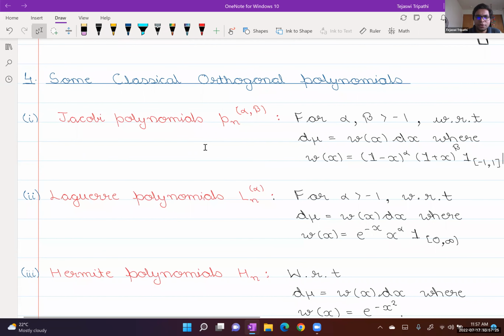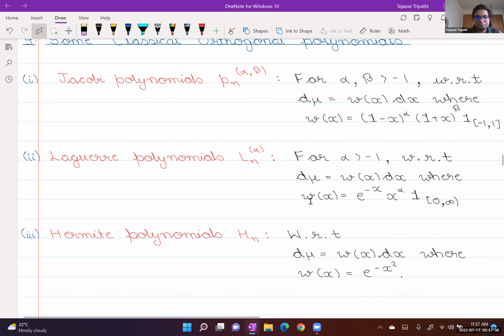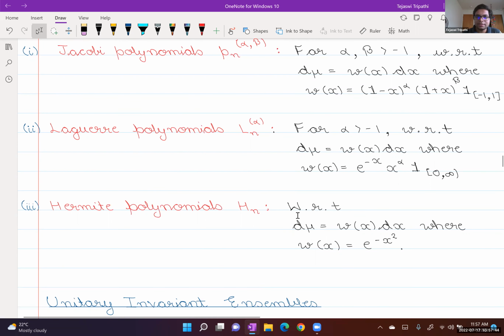So what are Jacobi polynomials? We fix parameters alpha and beta, which are greater than -1, and we take the weight function, which looks like this, supported on -1 to 1. Similarly, for a parameter alpha, there's a weight function corresponding to which there are Laguerre polynomials. The one we're interested in is the Hermite polynomials, which are orthonormal polynomials with respect to the weight e to the minus x squared.